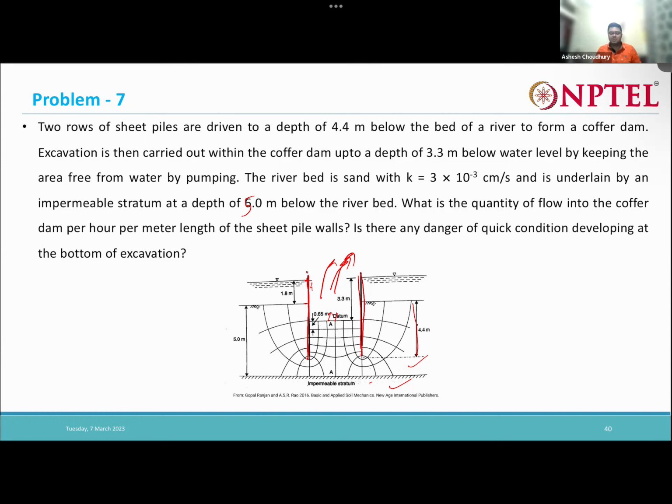To determine the quantity of flow, our relation is the same, k h Nf by Nd, right? So what is my k? 3 into 10 to the power minus 3. What is my h? What is the head difference?